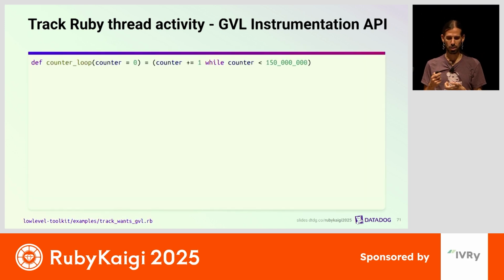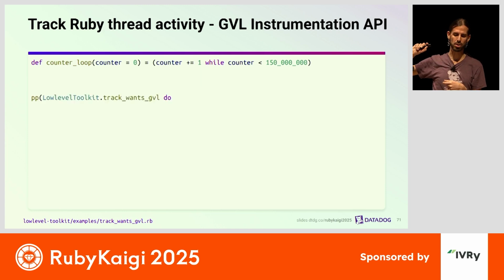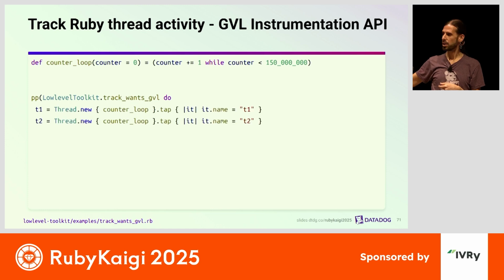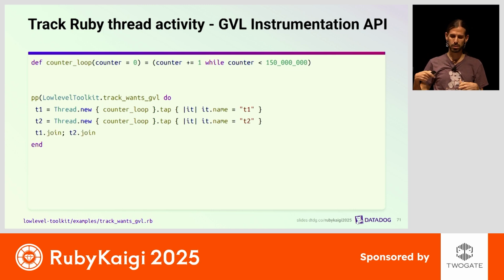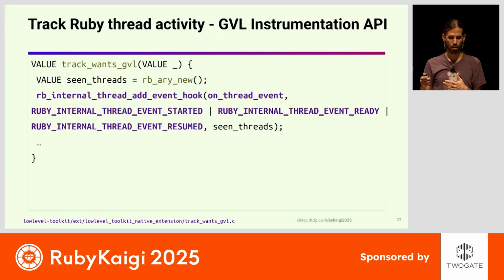Let's say that, for instance, we have a Ruby method that just uses up a bunch of CPU by incrementing a counter in a loop. And then let's build a track once GVL helper, in which we create 2 threads. Each of them is going to run that loop. And then we join the threads. And then at the end, what we'll want to know is how much time those threads spent waiting for the global VM lock. So to do that, let's build track once GVL.